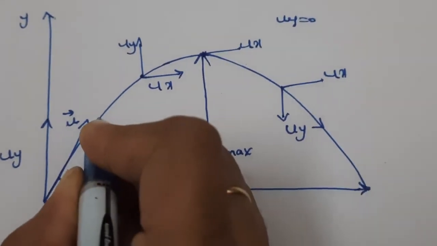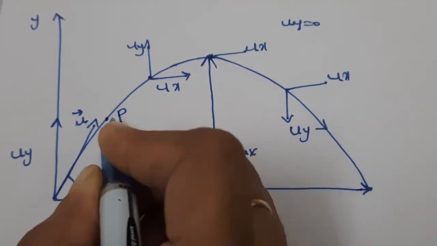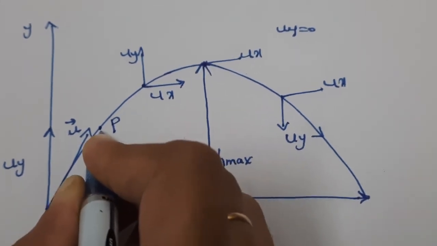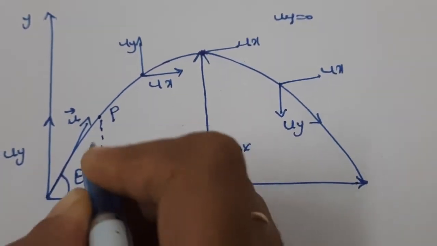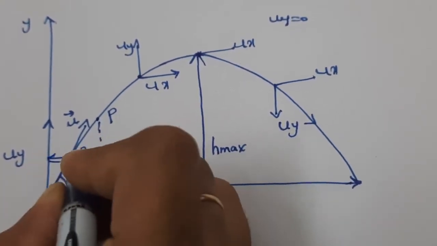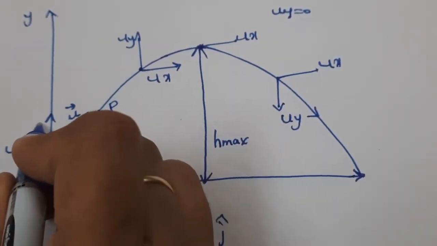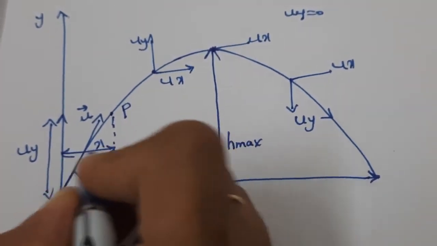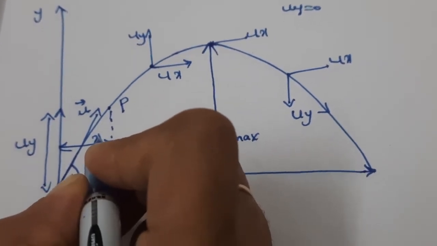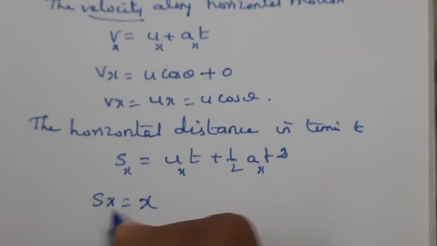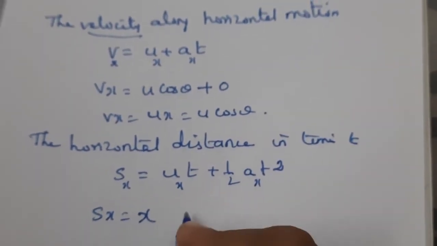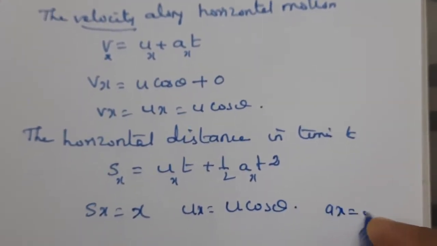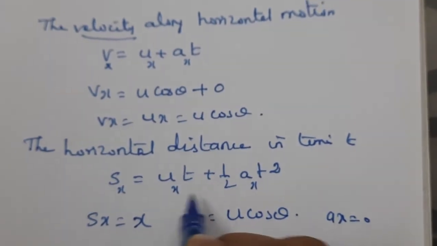So here consider this point P. After a particular time t, the ball or the object reaches this point P. So what is the horizontal distance? This distance is the horizontal distance and this distance is the vertical distance, right? So x is the horizontal distance at any time t. So Sx is equal to x and we know ux is equal to u cos theta and ax is equal to 0. So how can this equation be written?